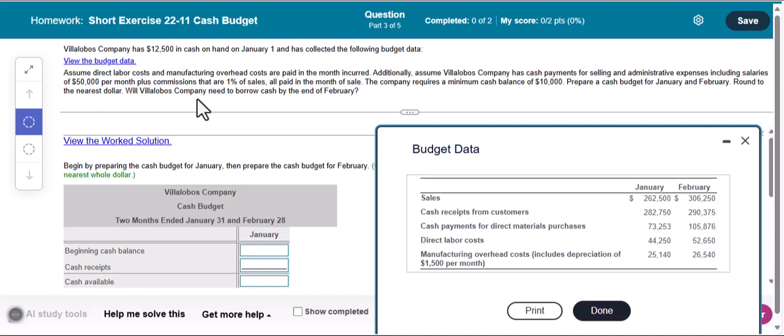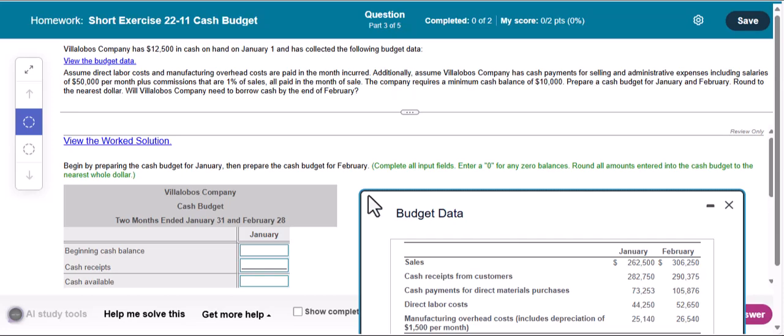Will Villalobos Company need to borrow cash by the end of February? So here for the first requirement, begin by preparing the cash budget for January, then prepare the cash budget for February. Complete all input fields, enter a 0 for any zero balances, round all amounts entered into the cash budget to the nearest whole dollar.